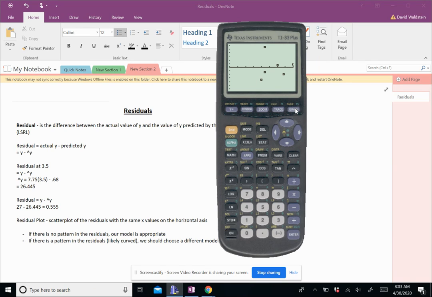We were able to find the residuals, both by hand and on the calculator. We were able to plot the residuals and find out what that plot meant.